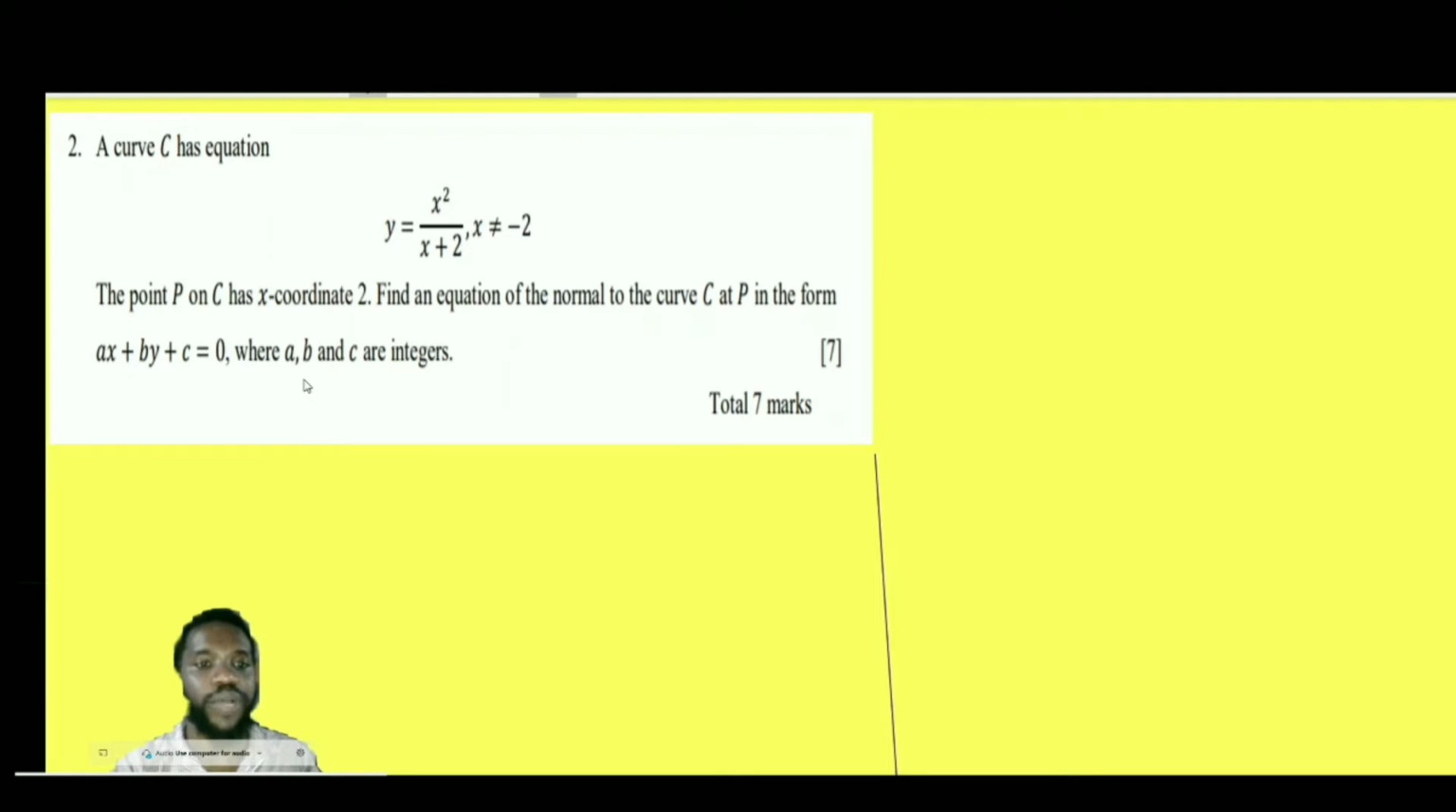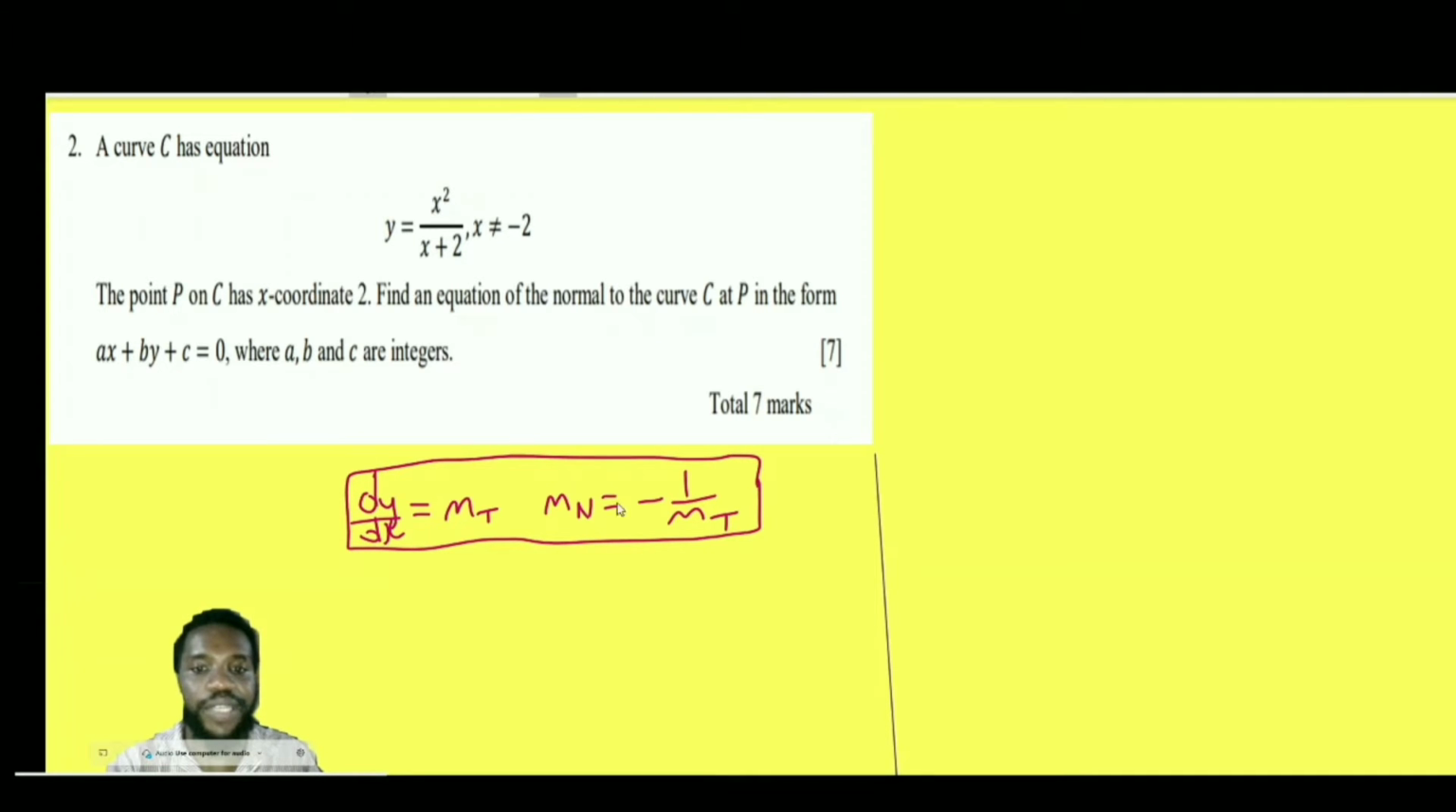Find an equation of a normal to the curve C at point P in the form ax plus by plus c equals 0, where a, b, and c are integers. First things first, normal. We have to understand the concept that when we differentiate this curve, dy over dx gives us the gradient of a tangent. I'm going to call it mt. But if I want the gradient of a normal, since a normal is perpendicular to the tangent, the gradient of a normal is the negative reciprocal of the gradient of a tangent.